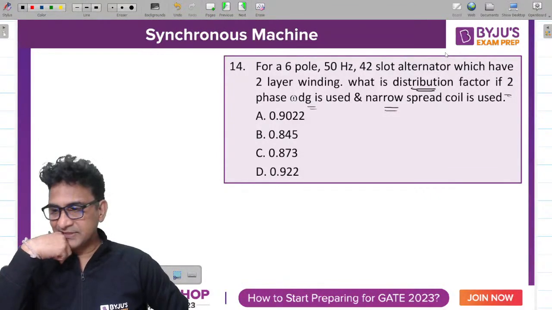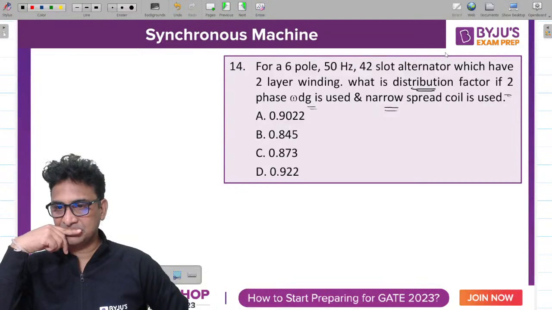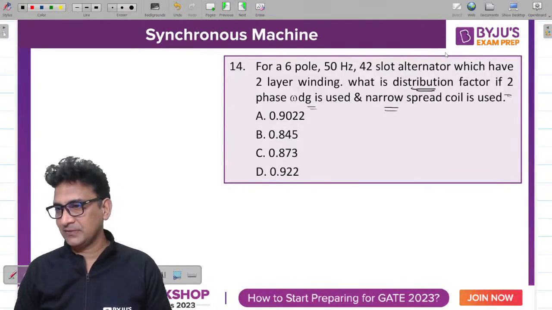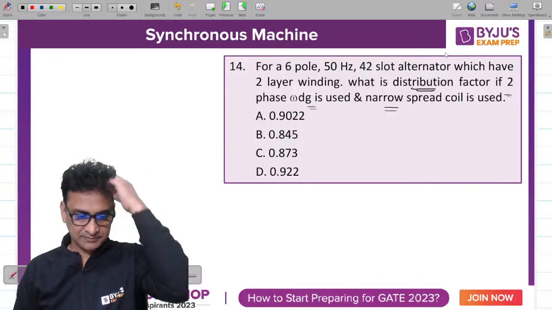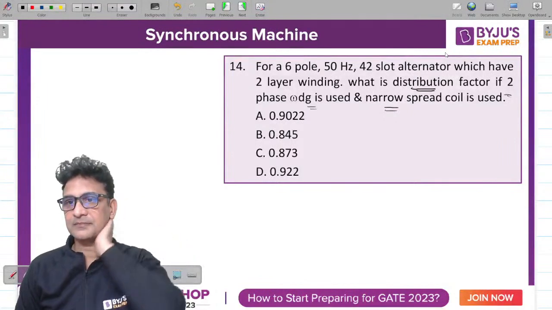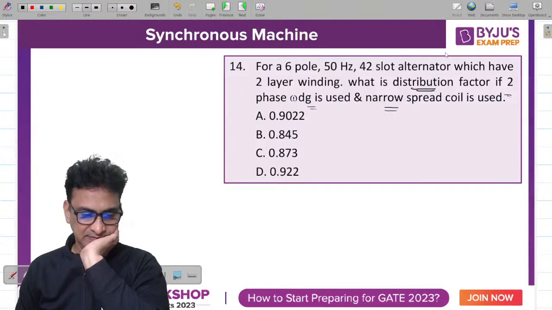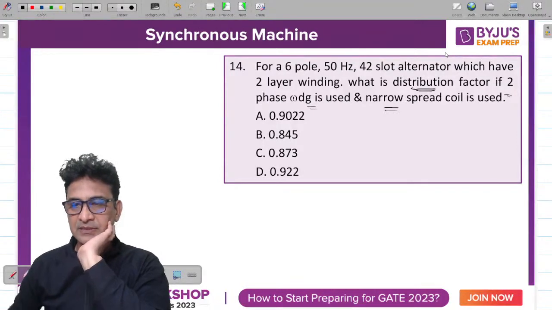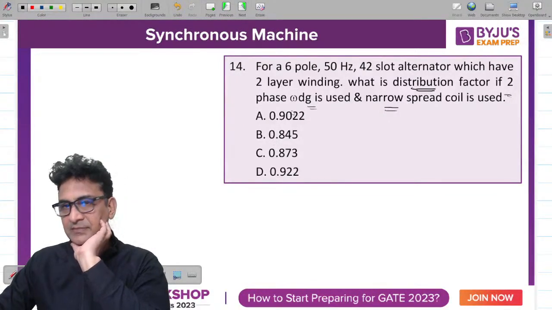C, 0.873. Any other answer? No doubt it is a 3-phase, sorry, it is a 2-phase winding, not 3-phase. C.